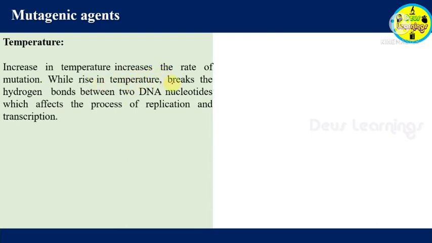Rising temperature breaks the hydrogen bonds. You know that A and T contain double hydrogen bonds, and G and C contain triple hydrogen bonds. If you raise the temperature, there are chances they will break, and because of the breakage, a new pair may be formed that may lead to formation of a mutation. That will affect replication and transcription.